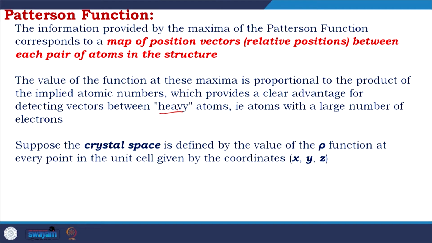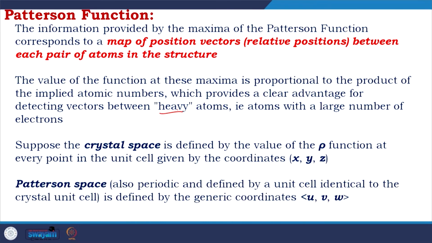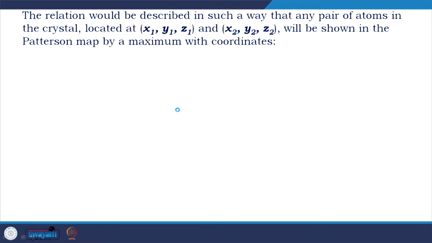Suppose the crystal space is defined by the value of the rho function at every point in the unit cell given by the coordinates x, y, z. Patterson space, which is also periodic and defined by a unit cell identical to the crystal unit cell, is defined by the generic coordinates u, v, w. The relation would be described in such a way that any pair of atoms in the crystal located at x1, y1, z1 and x2, y2, z2 will be shown in the Patterson map by a maximum with coordinates u, which is x1 minus x2, v, which is y1 minus y2, w, which is z1 minus z2.